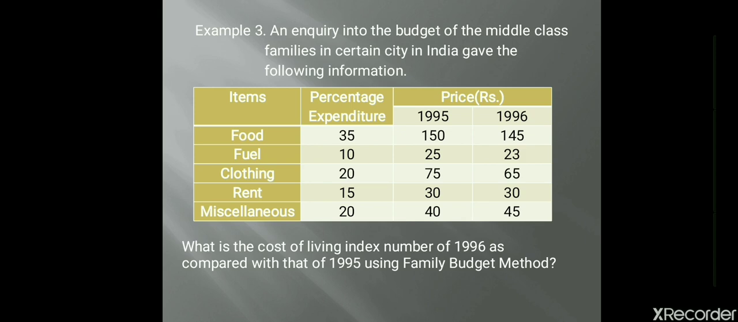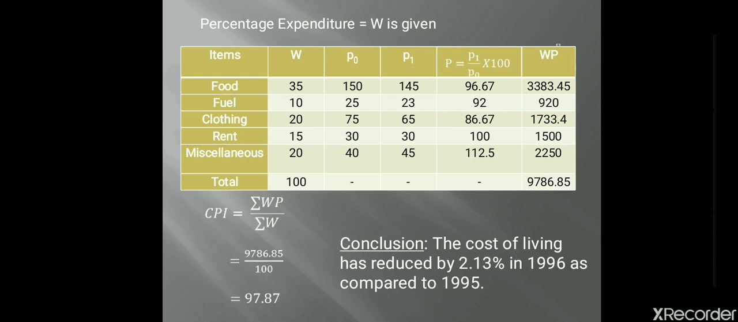And here is the answer part. In this question, percentage expenditures are given and which we treat as weight. That's why the notation is W. And then let us start with the table part. The first column presenting items. Then we got W column, nothing but percentage expenditures given, and then P0 and P1 values are present, nothing but they are the prices of base year and current year.